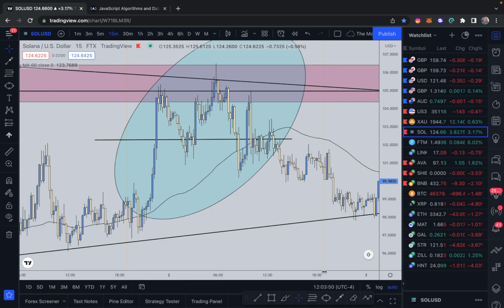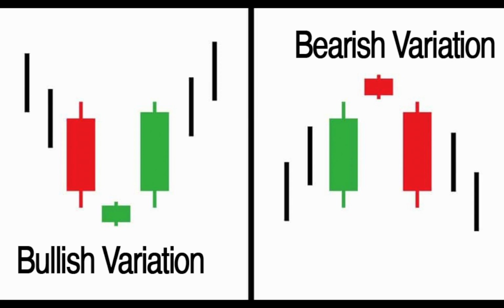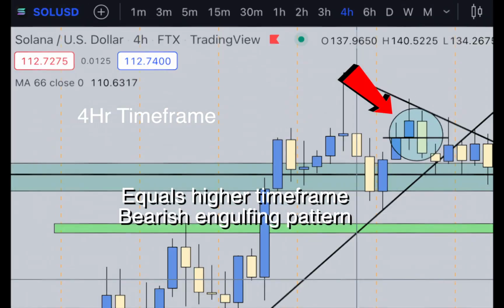Let's get to the next top reversal signal. The second reversal candlestick formation that I like to take advantage of when I see them are called bullish and bearish variations. Now, a bullish variation and bearish variation is a multi-candle setup. Okay, it's usually about 3 to 5 candlesticks to form this candlestick formation, right? Essentially, it's all just another rendition of an engulfing candlestick formation, right?